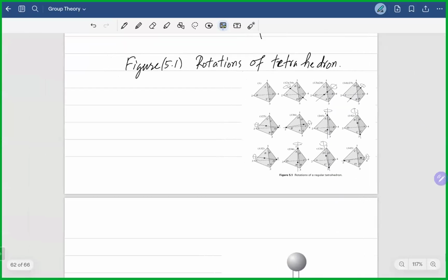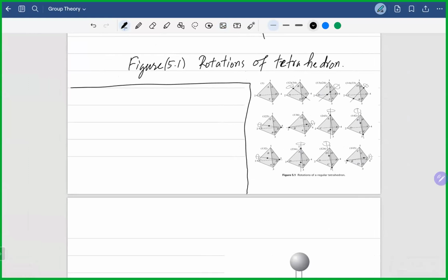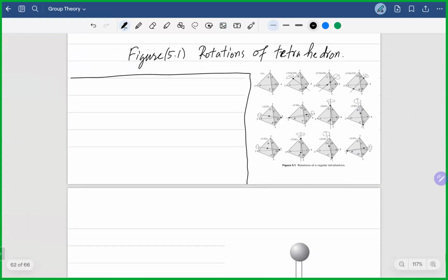So let me say something in this box. Many molecules with chemical formula of the form AB4, such as methane CH4 and carbon tetrachloride CCl4, have A4 as their symmetry group.